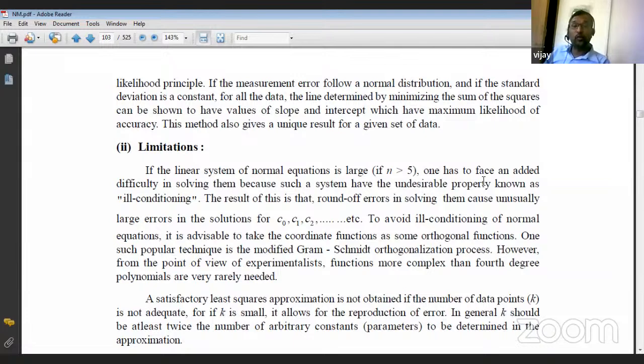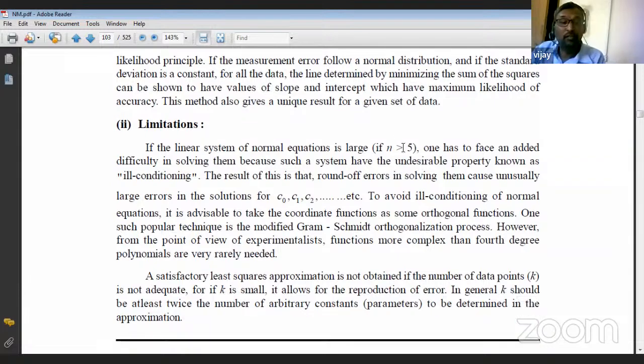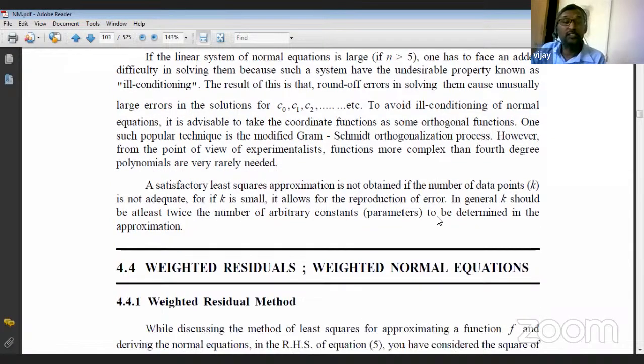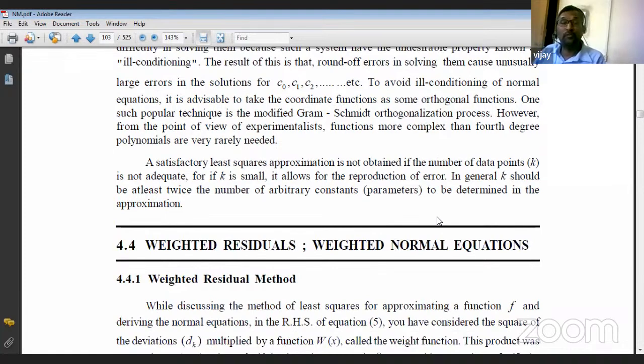So, because of the ill conditioning of normal equations, it is advisable to take coordinate functions as orthogonal. Such a popular technique is the modified Gram-Schmidt orthogonalization process. From the point of view of experiment, consider the complex and fourth degree polynomials. For a satisfactory least square approximation, the number of data points should be adequate to keep the interpolation error small. There should be at least twice the number of arbitrary constants to be determined in the approximation.